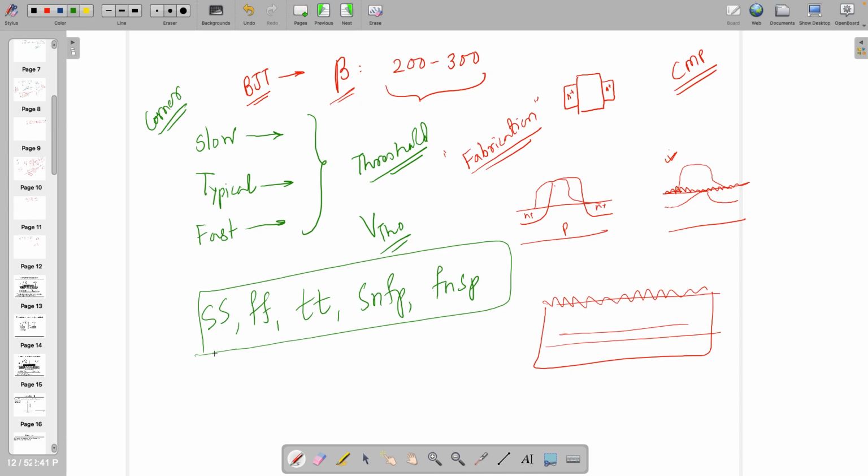These are the names. Slow means the first one is NMOS and the second one is PMOS. Slow NMOS and slow PMOS, fast NMOS and fast PMOS. Typical for both NMOS and PMOS, slow NMOS and fast PMOS, and fast NMOS and slow PMOS. So this is the way we find 5 different corners for my transistor. So this is happening because of fabrication. Fabrication non-uniformity leads to 5 possibilities, right?